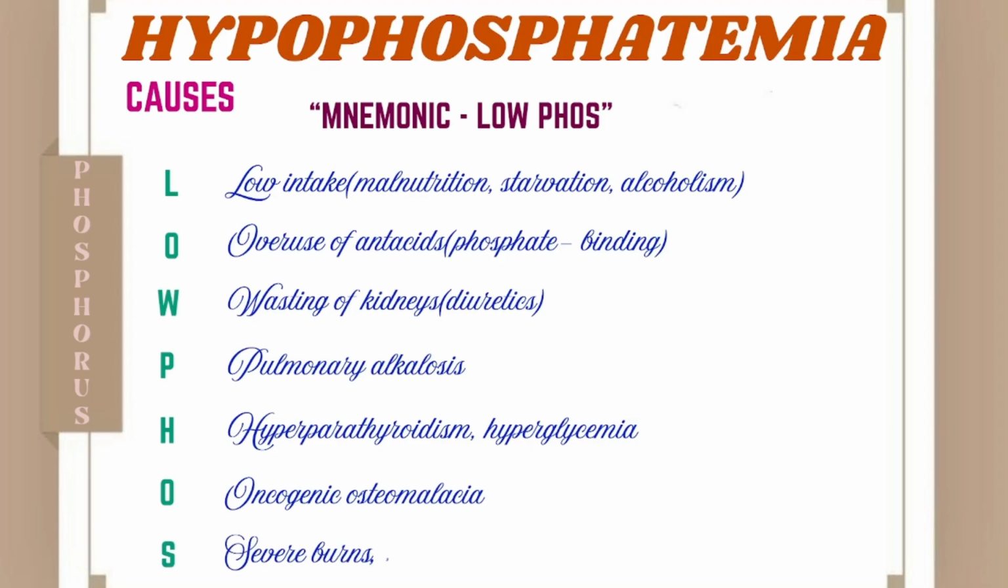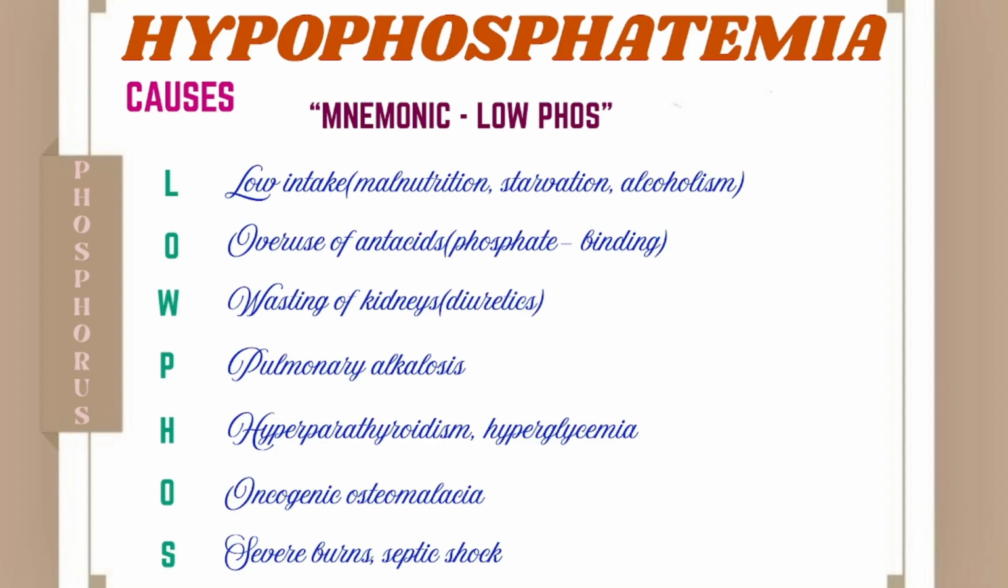S. S stands for severe burns or septic shock. And these are the conditions of stress. And in states of stress, there is increased phosphate consumption and also increased loss. If there is increased consumption as well as increased loss, so the resultant serum phosphorus level is low.